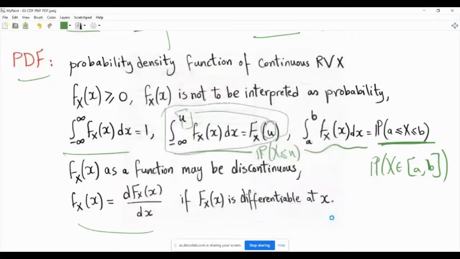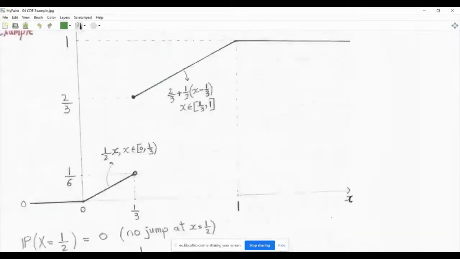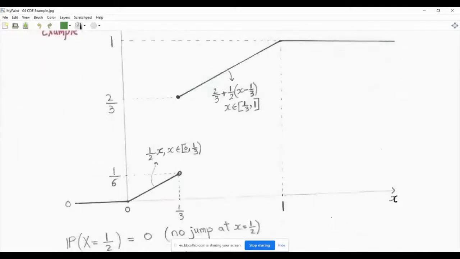Okay, so let's take an example, and so this is a CDF. Let's just think about it. Is this a CDF? Let's examine the properties. The limit as x goes to minus infinity is 0. So we are talking about 0 here, right? So it's 0 from here to minus infinity.